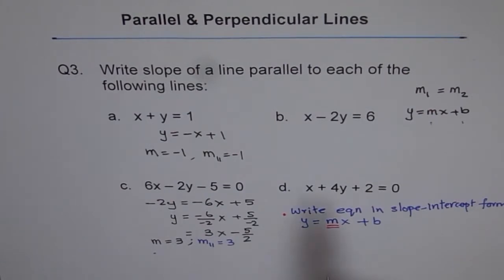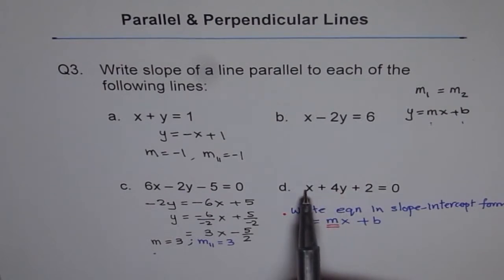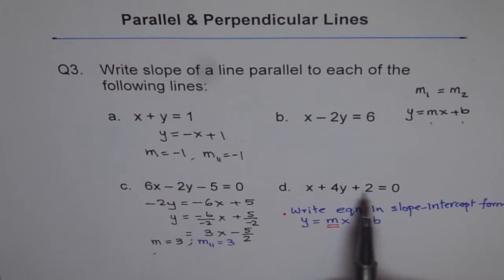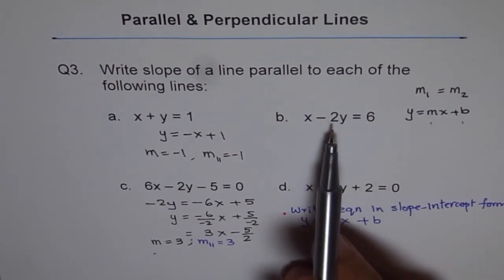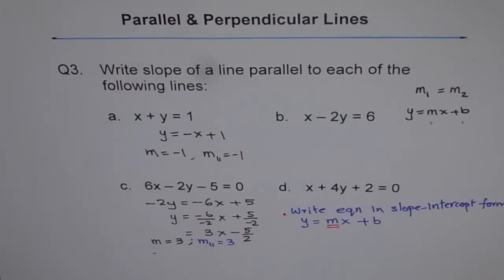So, for example here, what will you do? You will write 4y equals minus x minus 2. Then you will divide by 4, right? So you get minus 1 over 4 as your slope. And in this case, you could take 2y to that side. That's an alternate way of doing it.